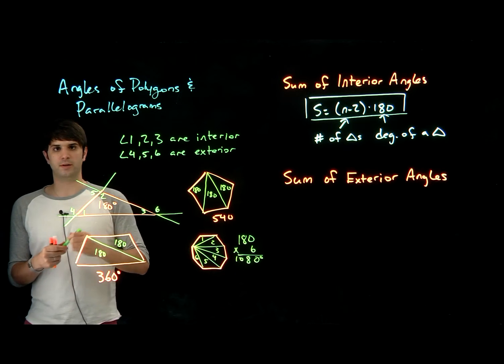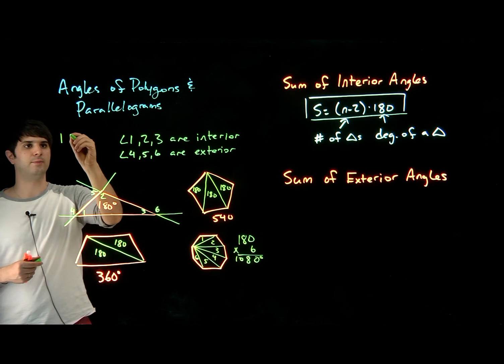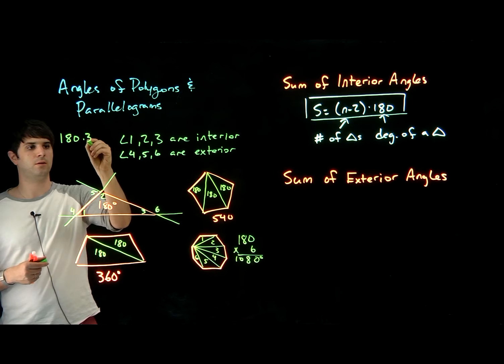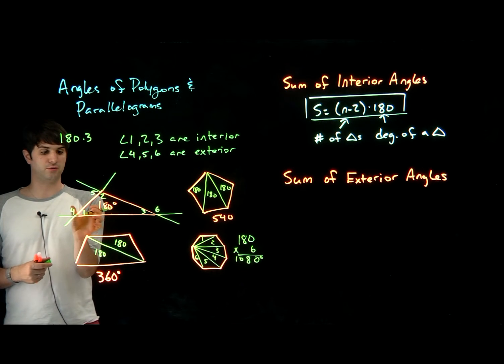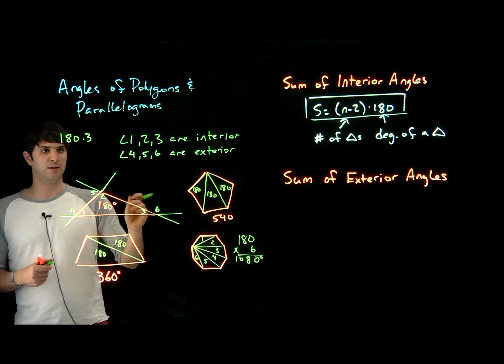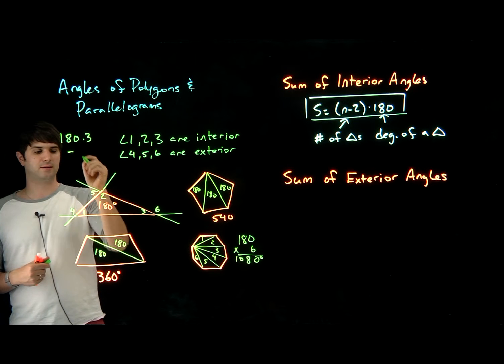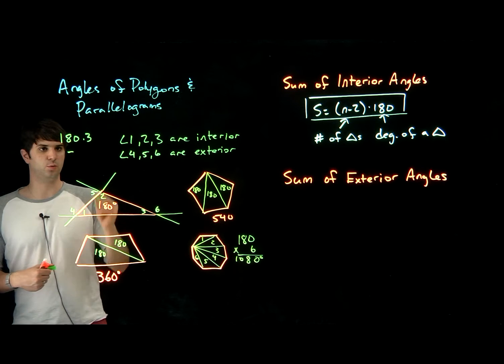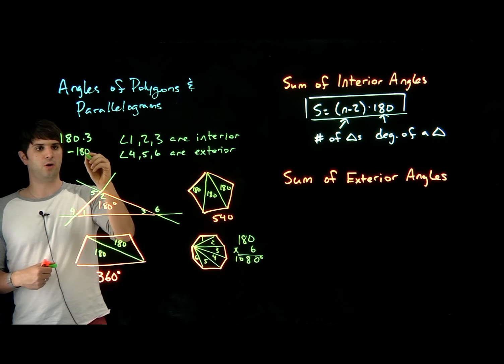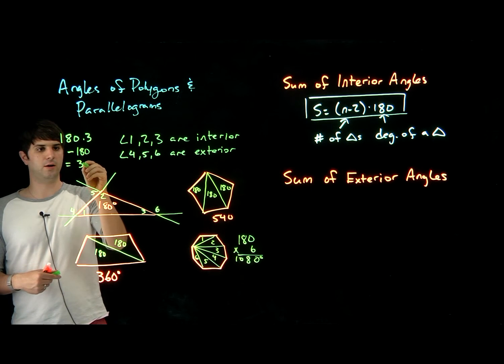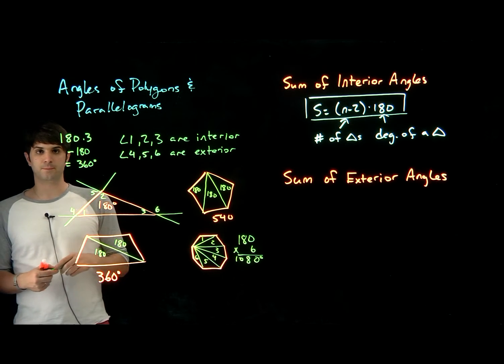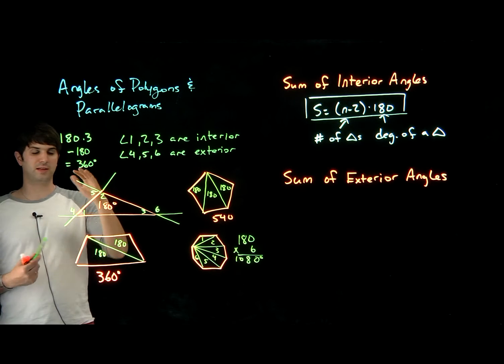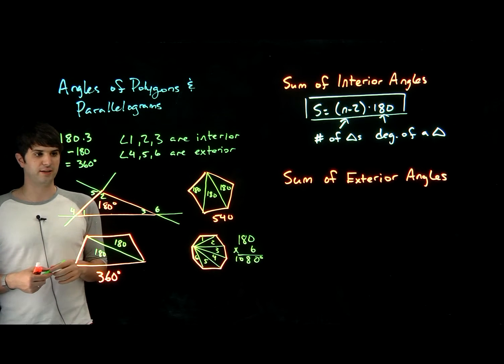Okay, so I'm going to come over here. We have 180 times 3. And so that's for the linear pairs, right? 1 and 4, 2 and 5, 3 and 6. And then we have to subtract the interior angles. The interior angles sum is 180. So this is going to equal 360.